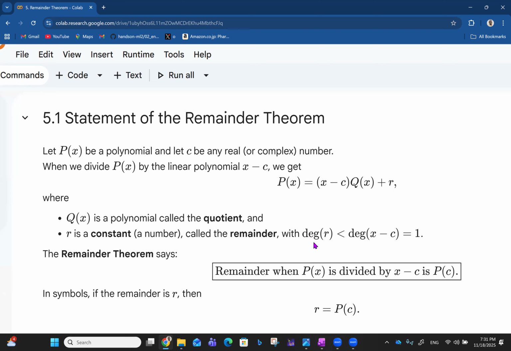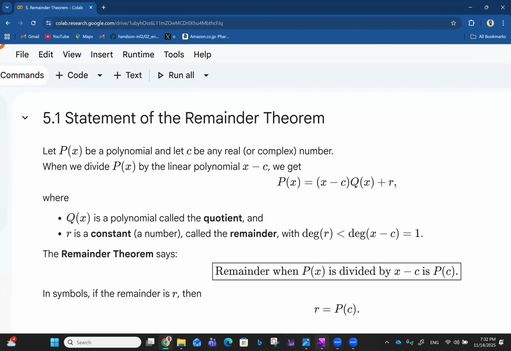So the degree of r has to be less than the degree of x minus c, which is 1. So that means the degree of r has to be 0. That's the basic thing, so that's why r is usually a constant. So the remainder theorem then says that the remainder when p of x is divided by x minus c is simply p of c, right?